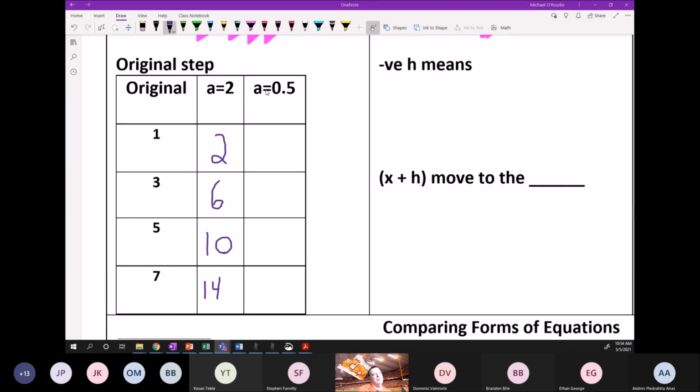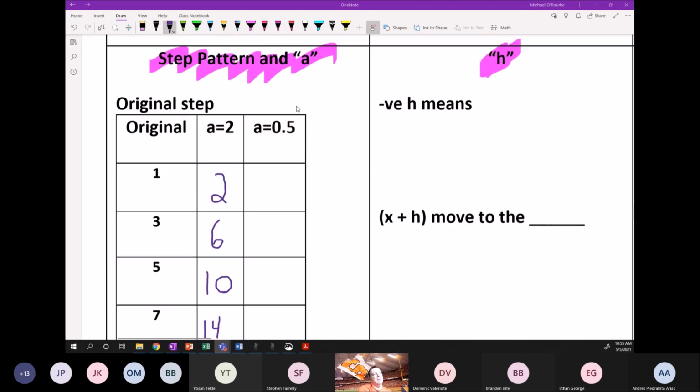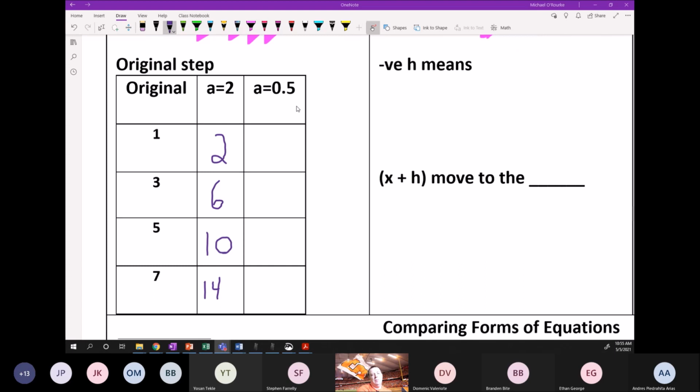Farley, what do you think would happen if the A value was 0.5? Let's see if anyone can take a guess here. What's going to happen to my step pattern if my A value is 0.5? Can anyone take a guess there? When my A value was 2, it doubled. Good. Perfect. You multiply your step pattern by what your A value is.